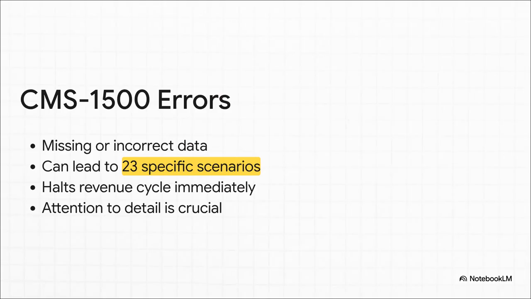Now, as an AR associate, you really have to ensure perfect accuracy here. Why? Because missing or invalid info in any of these fields can trigger 23 distinct rejection scenarios. Yeah, 23. Think about that for a second. Just one tiny typo in a diagnosis code pointer in block 21, or maybe a botched zip code in block 5, and boom, your revenue cycle is stopped dead in its tracks before it even gets off the ground. When it comes to the CMS 1500, attention to detail is totally non-negotiable.